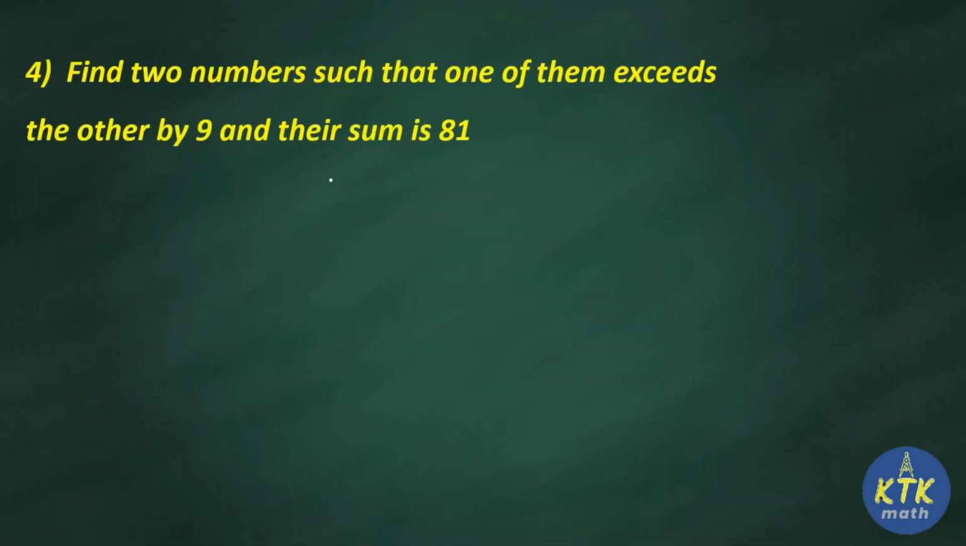Find two numbers such that, it seems to be a word problem now. Find two numbers such that one of them exceeds the other by 9 and their sum is 81. So two numbers are there. One number exceeds the other number by 9. Okay, exceeds means what? More than 9. So these kind of questions, it's very simple.